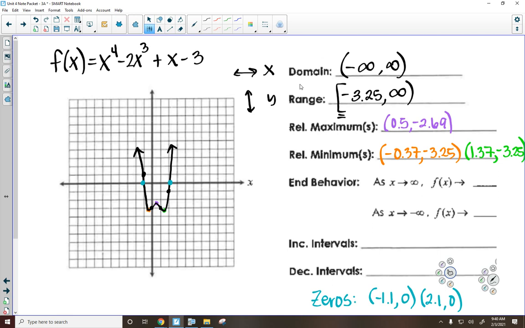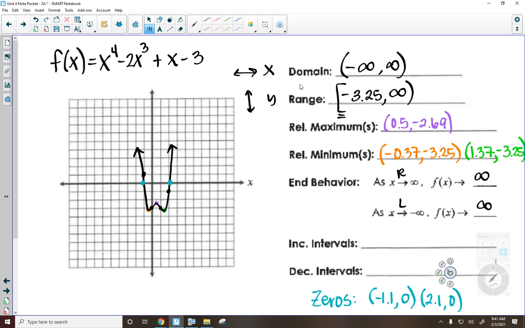Okay, end behavior. As x approaches infinity, remember that's the right-hand side. The right-hand side of my graph is going towards positive infinity on the y-axis. X approaches negative infinity, that's going left on the graph. The left side is also pointing up. The y values are getting more positive, so positive infinity.